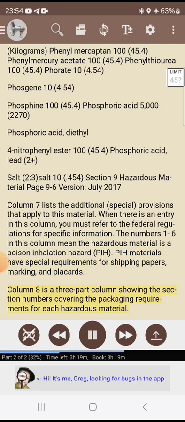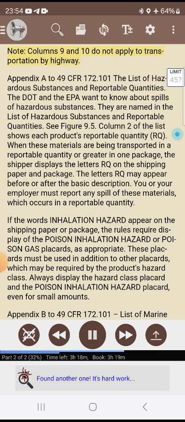Column 8 is a three-part column showing the section numbers covering the packaging requirements for each hazardous material. Note, columns 9 and 10 do not apply to transportation by highway.